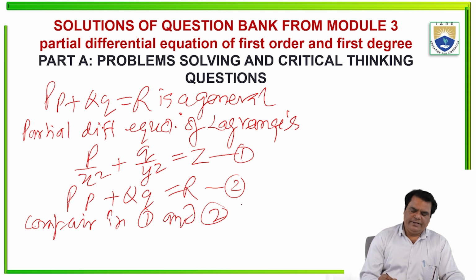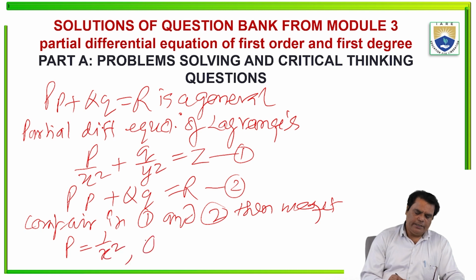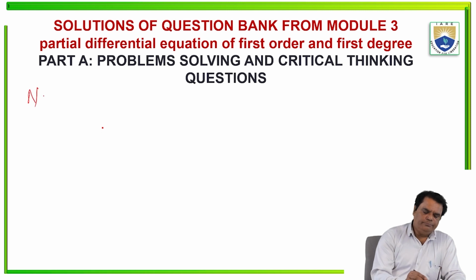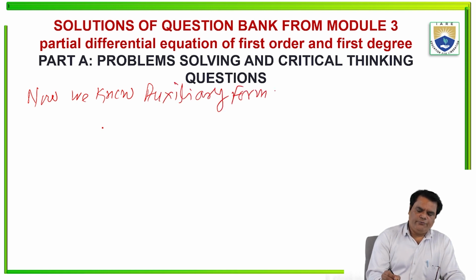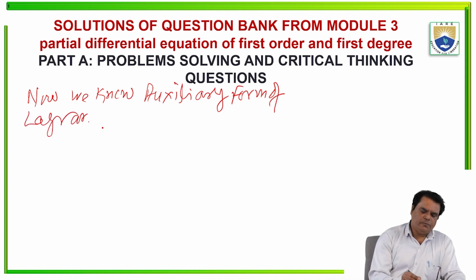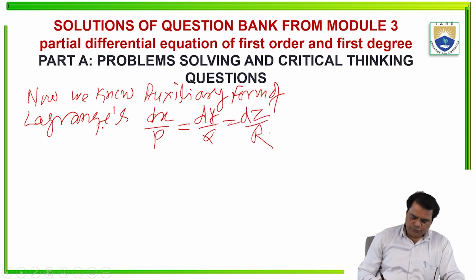Comparing 1 and 2, we get here P equal to 1 upon x squared, Q equal to 1 upon y squared, and R equal to z. Now we know the auxiliary form of Lagrange. The auxiliary form of Lagrange is dx upon P equal to dy upon Q equal to dz upon R. So this is equation number 3.